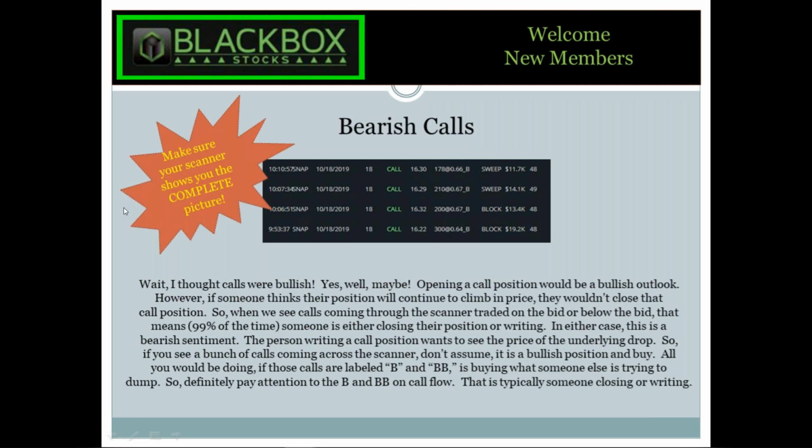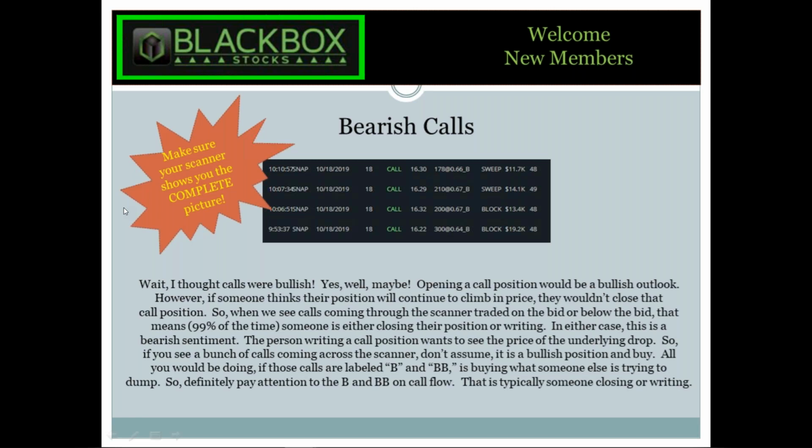right? If I have 1,000 calls for, in this case, this is Snap. $18 calls expired October of last year. So if I bought a bunch of Snap calls for $18 that expired back in October, and we're getting closer to October, if I think Snap is going to continue to increase in value, would I close out that position? No. So when I close out a call position, that's bearish activity, because obviously I don't think the underlying is going to continue to increase in value.